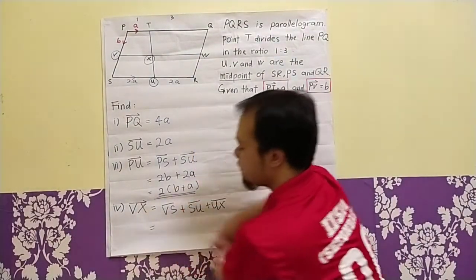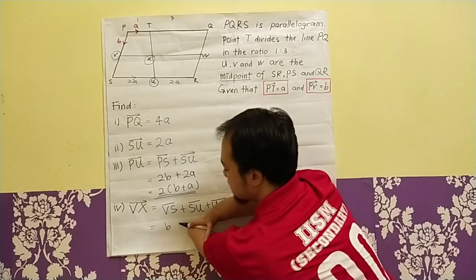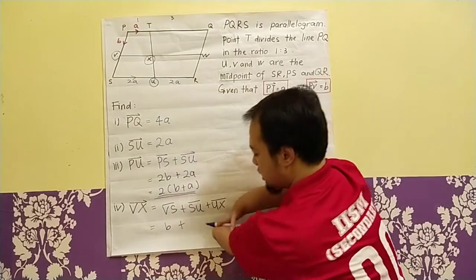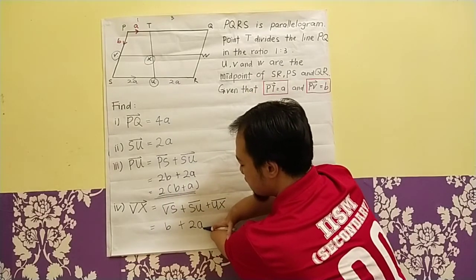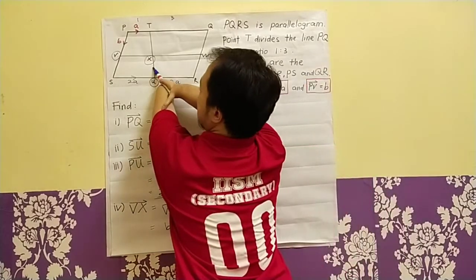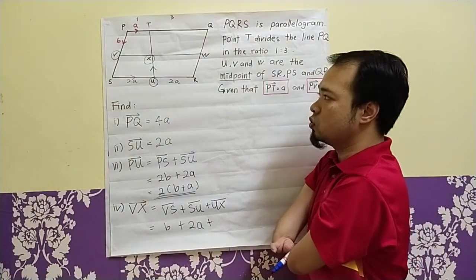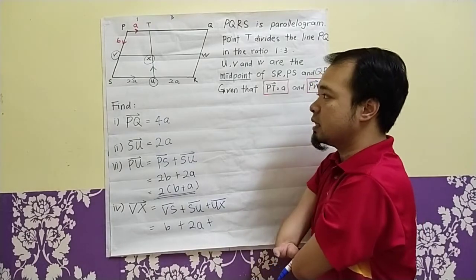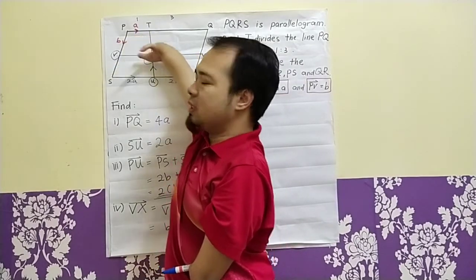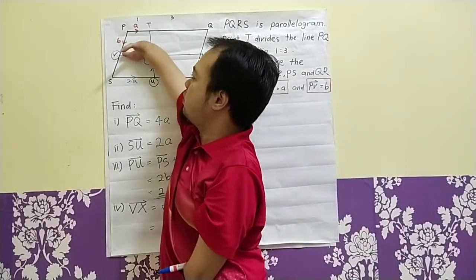VS, what is the vector V to S? B. Plus what is the vector SU? We found already, 2A. Now, UX here: U to X is not given any information. Always remember, some students think that U to X is the opposite of B. Is it right or wrong? Is UX opposite of VP?